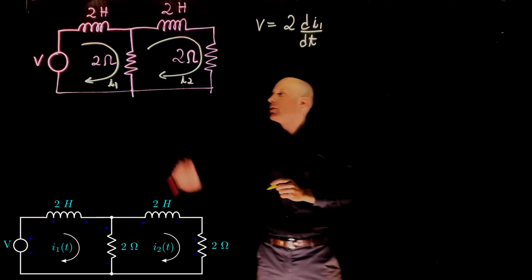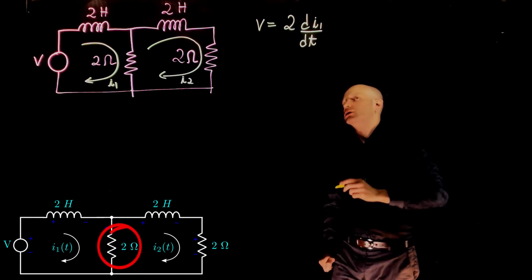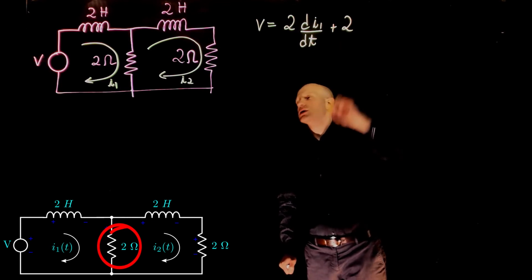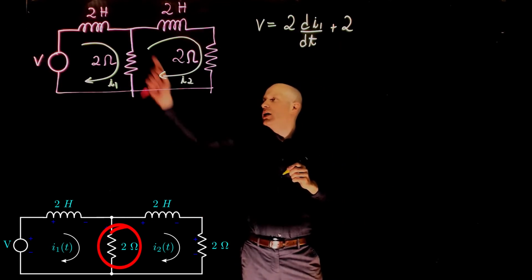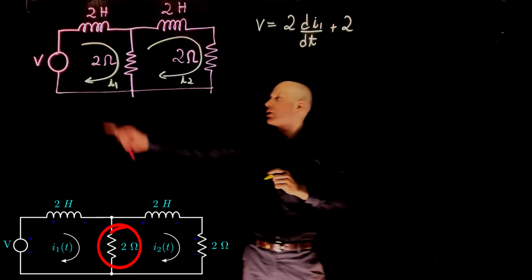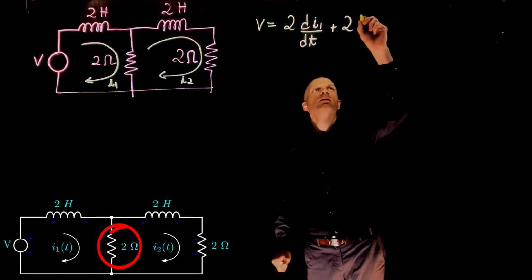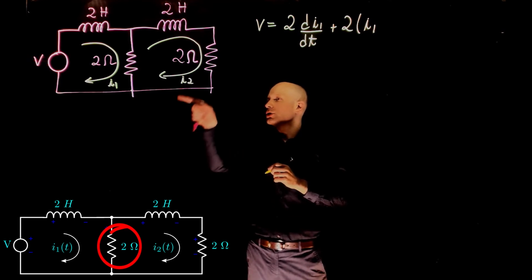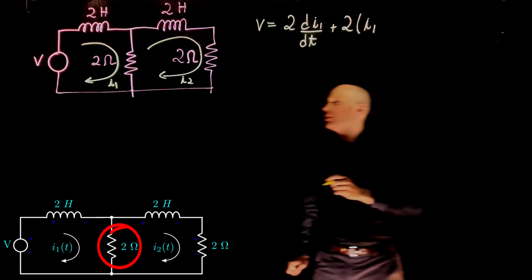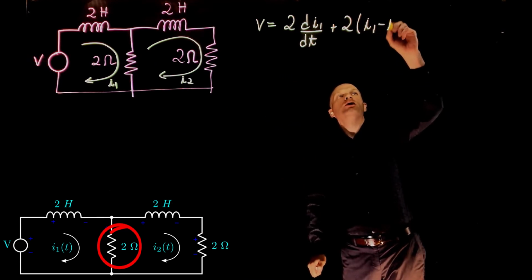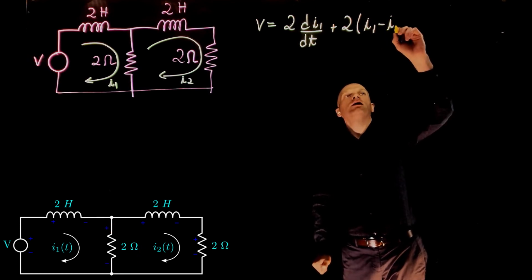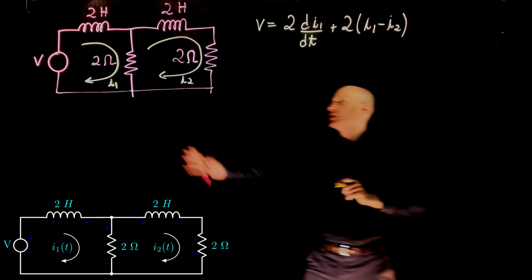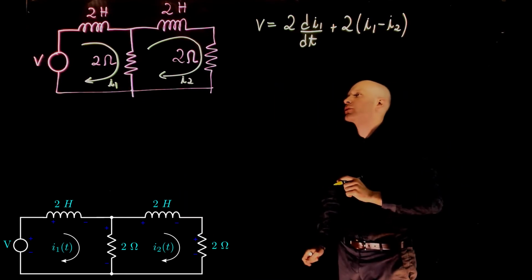plus the voltage drop across the resistor plus 2, the resistance value, times the net current through the resistors. Our reference current is I1, so that is positive. It goes downwards, and we have current 2 going upwards, so they go in opposite directions, hence the negative sign, minus I2. So this is for loop 1.